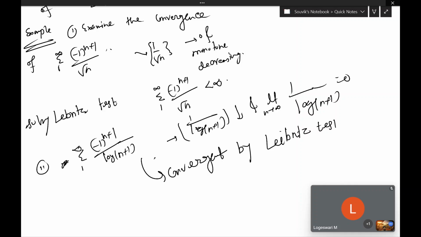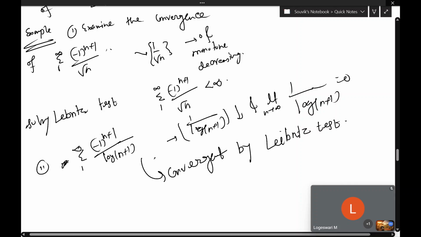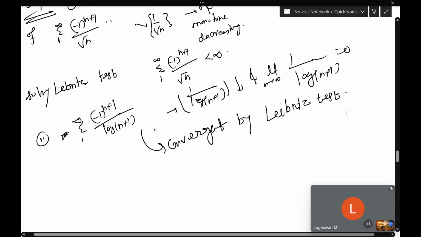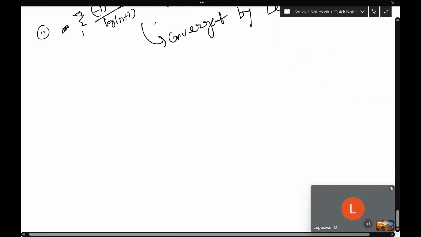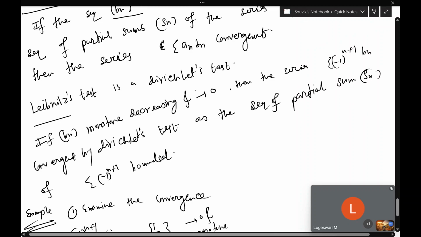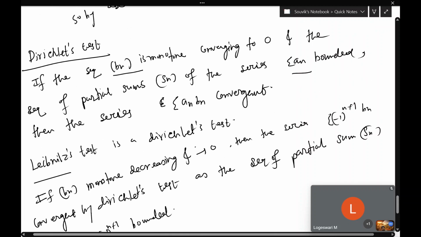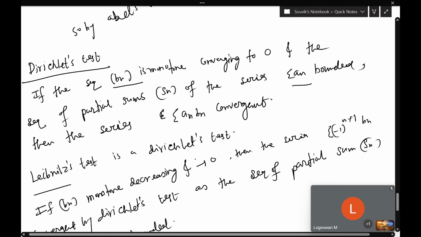Leibniz test. And we use the Leibniz test and the Dirichlet test. So I shall go through the Dirichlet test, the statement and those examples again. So what does the Dirichlet test say?